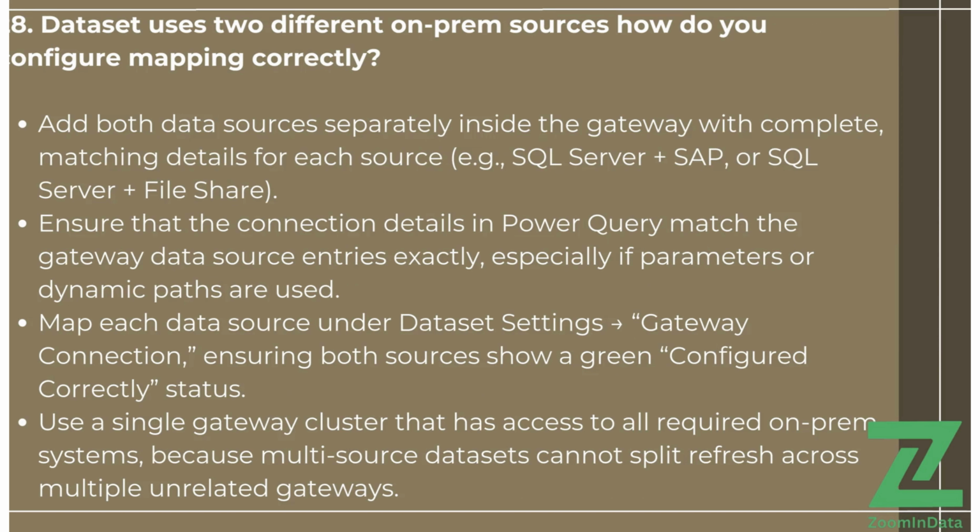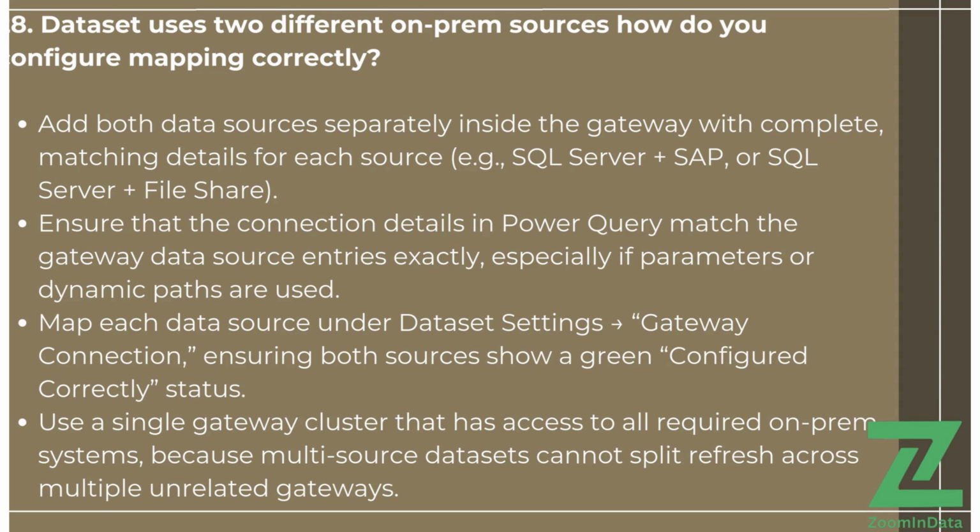28th question. Dataset uses two different on-prem sources. How do you configure mapping correctly? Add both data sources separately inside the gateway with complete, matching details for each source, example SQL Server plus SAP, or SQL Server plus FileShare.